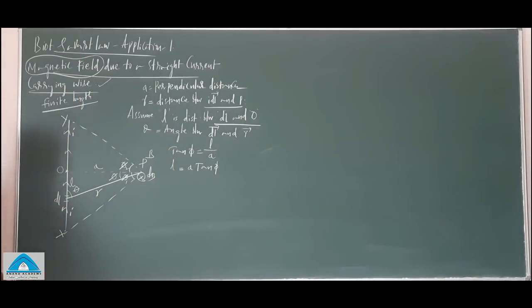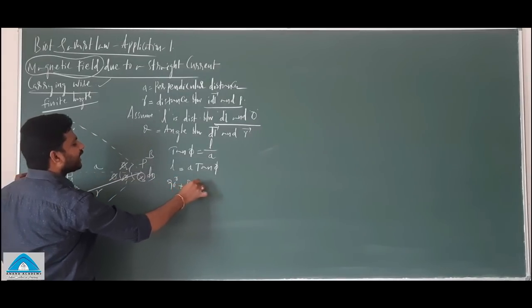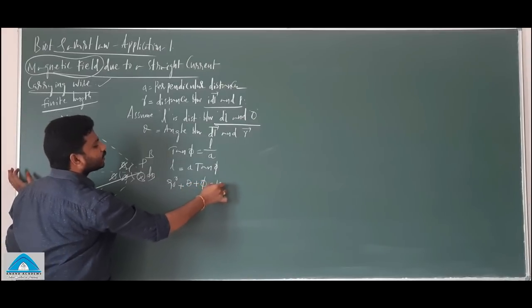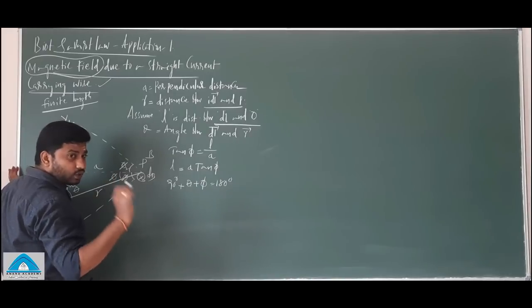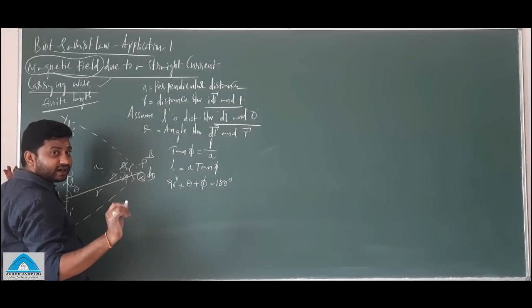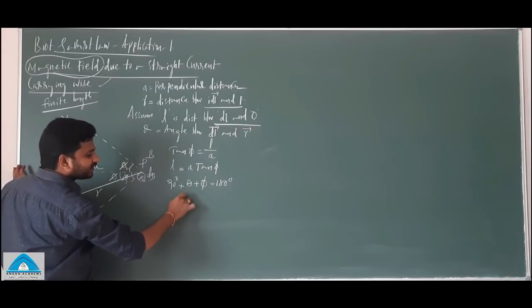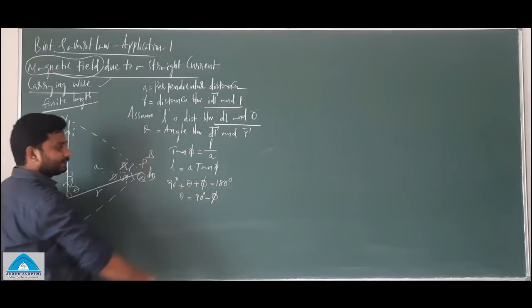Now, for your board exams. From this same triangle, you can see it is 90 degrees here. So 90 degrees plus theta plus phi is equal to 180 degrees. From here, what can I write? Tell me. I can write theta is equal to 90 degrees minus phi.